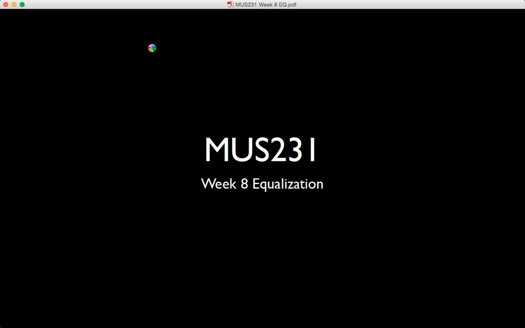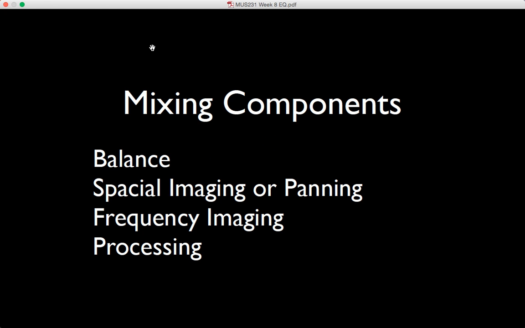Okay, equalization. Spelled with a Z in America, spelled with an S in Britain. So if you ever see the flip-flop, that's why. Let's just talk about how this works out processing-wise. There's a couple mixing components that you guys need to be familiar with, just very basic stuff.